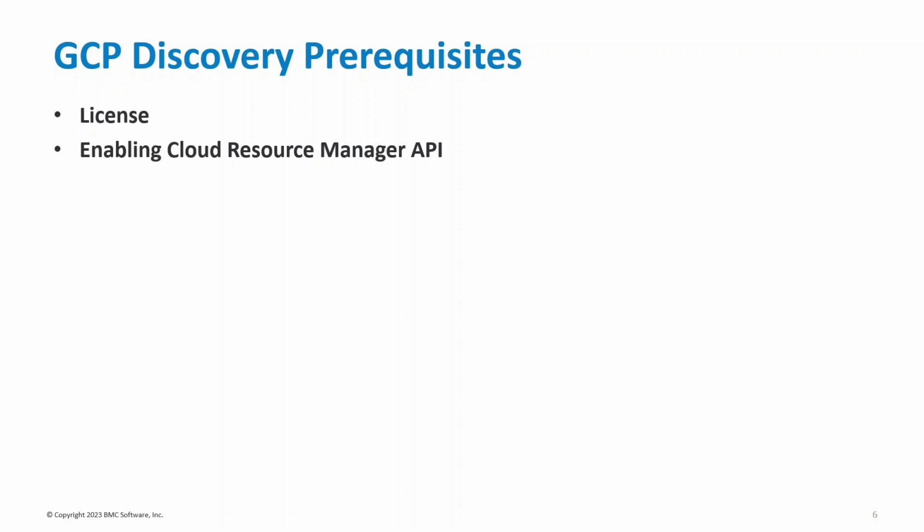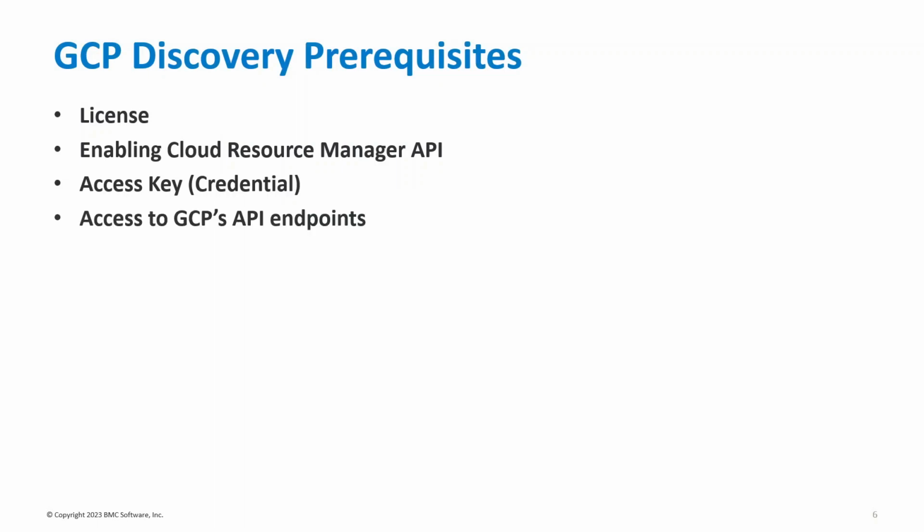In the cloud discovery overview, we saw that BMC Discovery needs access to the API manager in order to run the API calls and gather the data related to the services that you're running in your cloud environment. So, the next prerequisite is to create an access key from GCP's Identity and Access Management console. Access to Google's API endpoints to run the API calls over the internet. A proxy can also be used in between in case direct internet access is restricted from Discovery Appliance or Outpost.